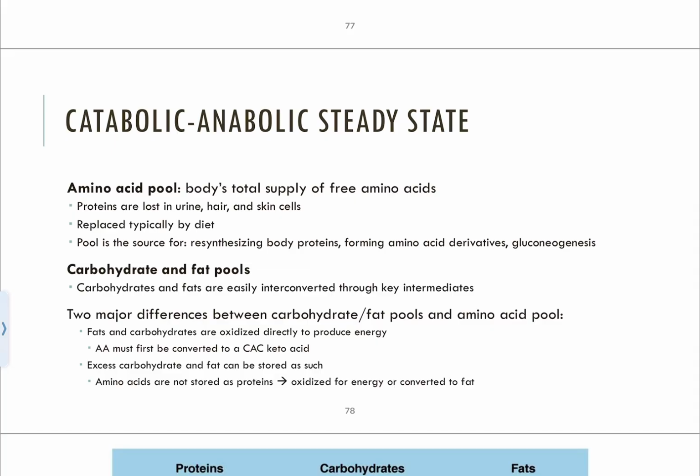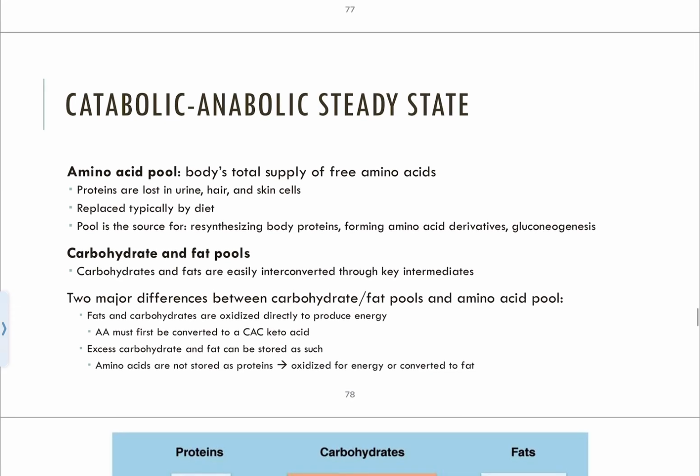The pool is the source for helping to resynthesize our body proteins, for forming amino acid derivatives, and for gluconeogenesis, if we need to make glucose from something that wasn't a carbohydrate derivative to begin with. Not all events of amino acid metabolism occur in all cells. For example, only the liver can form urea. But either way, we have a common connection based off of our common amino acid pool.